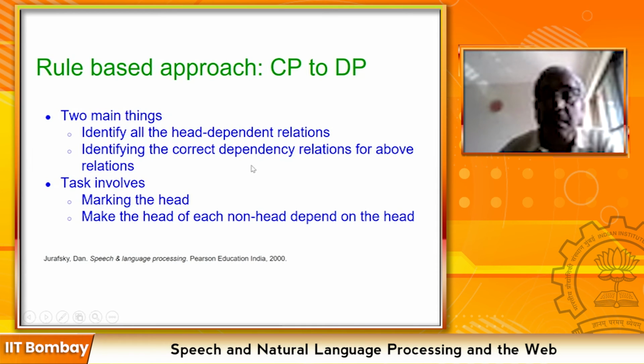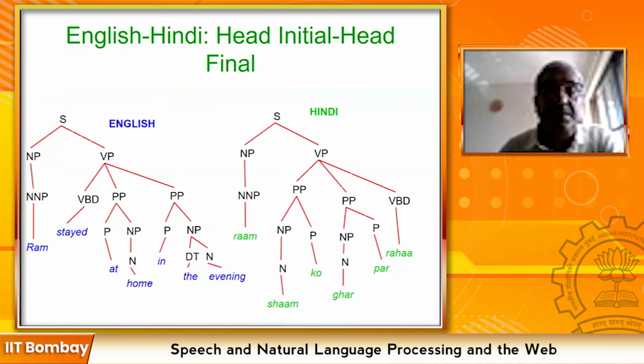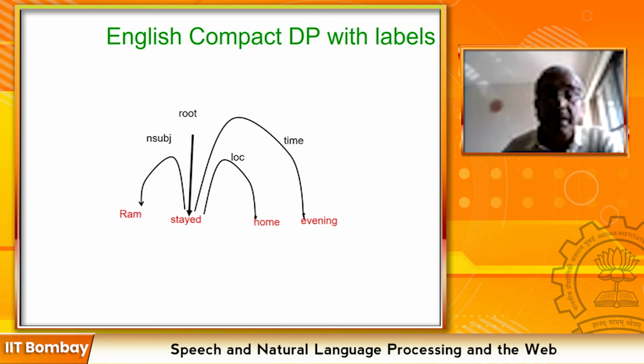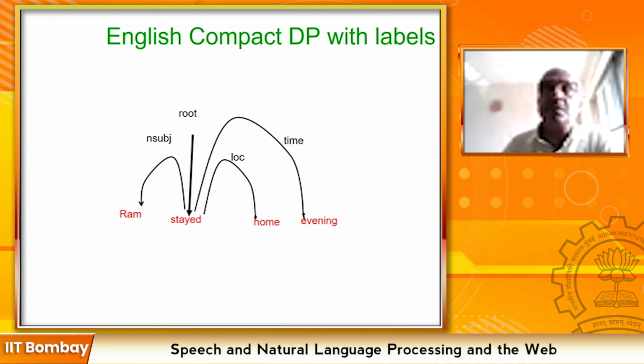So this is the work that we'll examine for you. And it is not a difficult task, as you might have seen so far. CP2DP is obtained by percolating the head words upward. And DP2CP is also very possible, okay? If you have the compact DP, then a lot of essential information is lost. Then you almost do natural language generation.